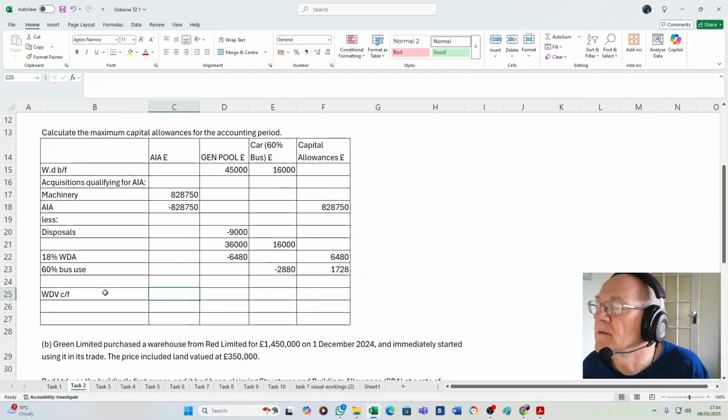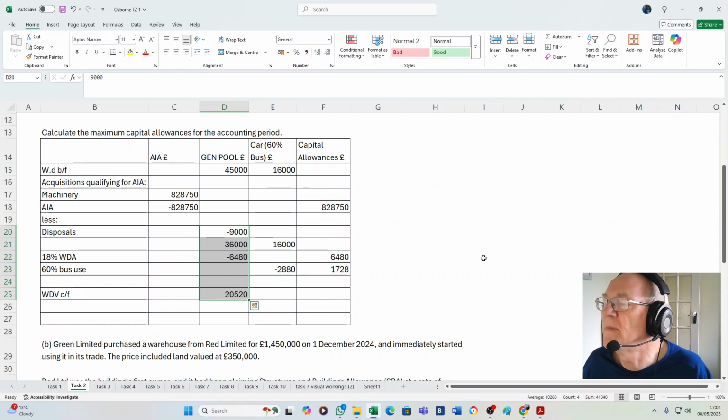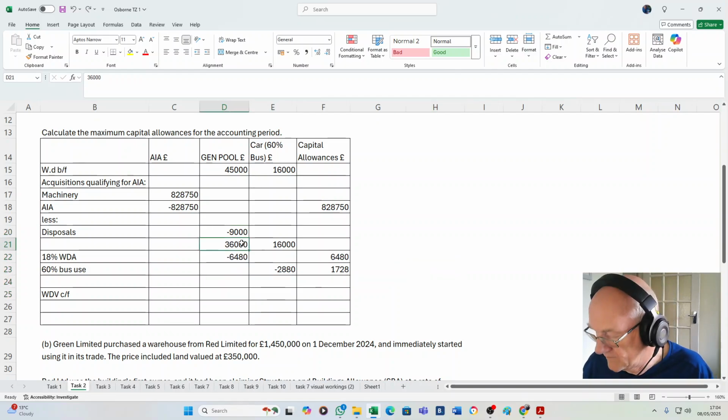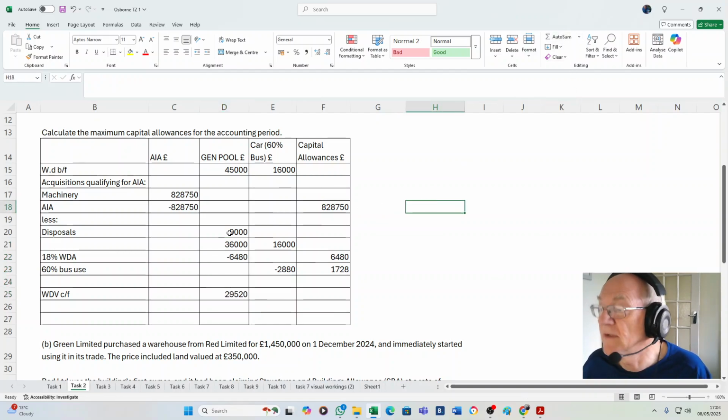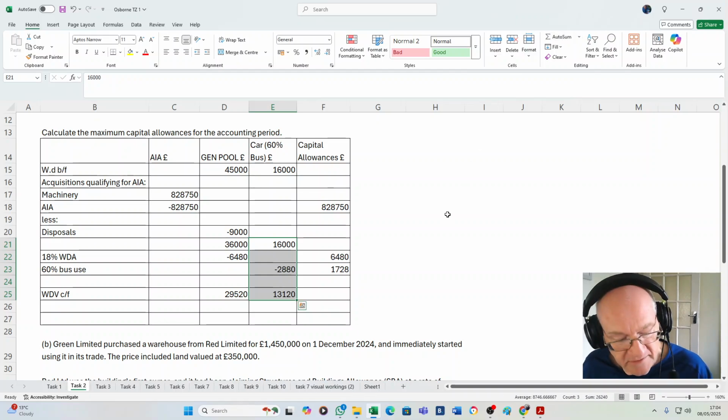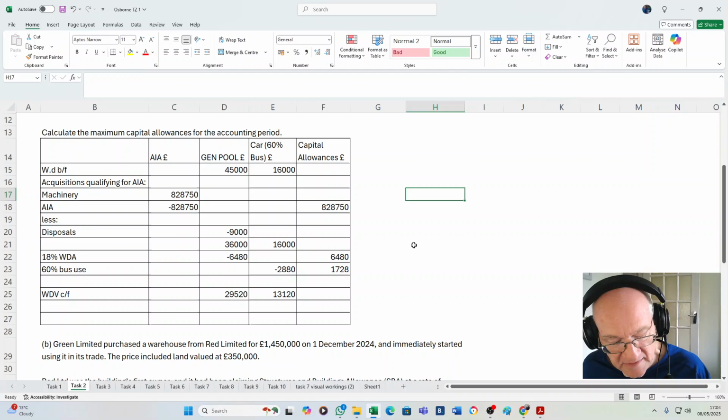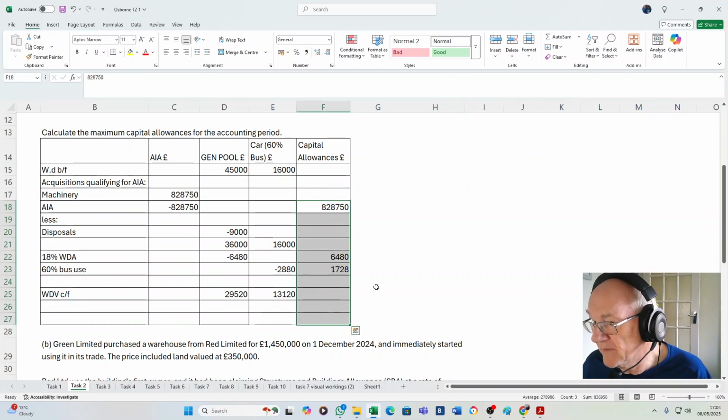Carried forward, we're now down to 20,520. General pool. No, we're not. That's 29,520. 9,000 in. And in the car is now down to 13,120 in the books, and the all important figure, of course, down the bottom.